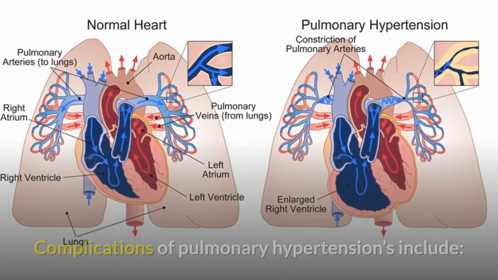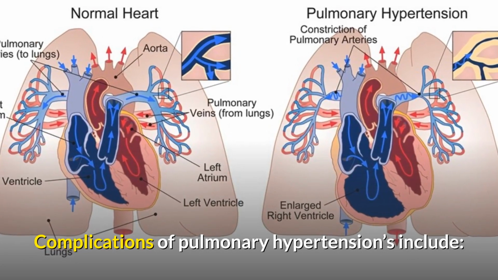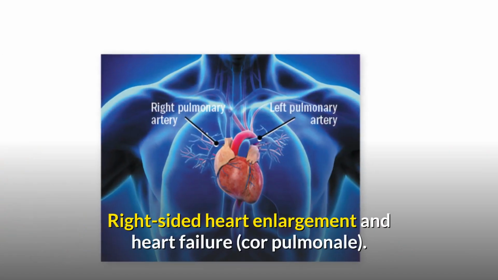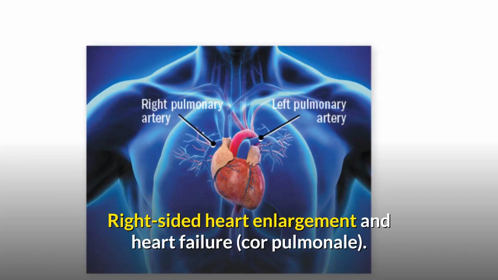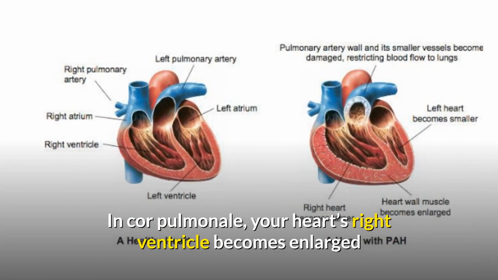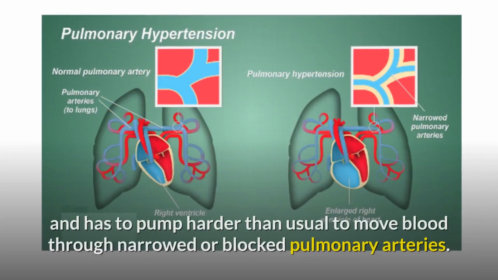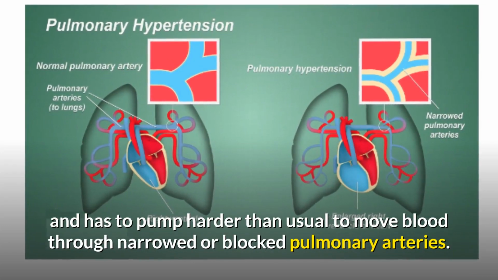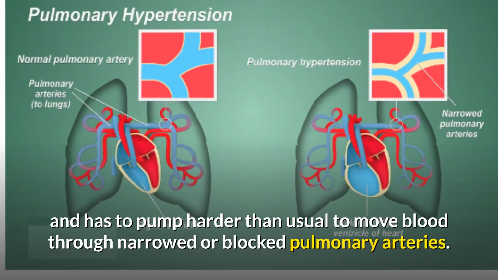Complications. Complications of pulmonary hypertension include right-sided heart enlargement and heart failure, cor pulmonale. In cor pulmonale, your heart's right ventricle becomes enlarged and has to pump harder than usual to move blood through narrowed or blocked pulmonary arteries.